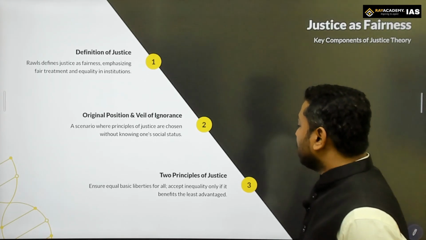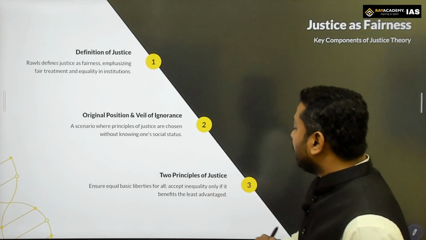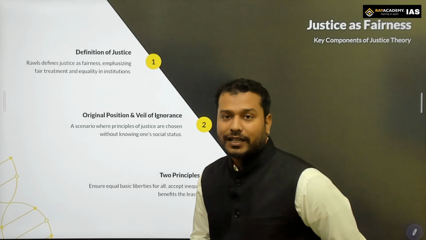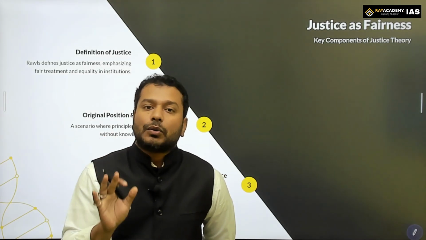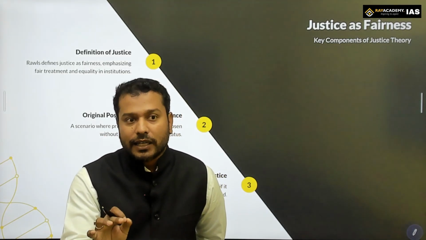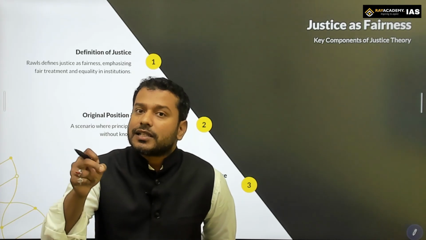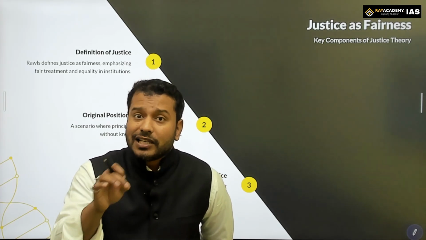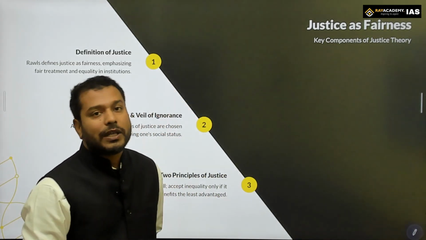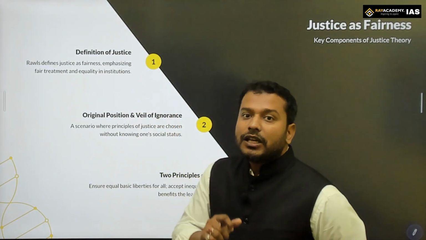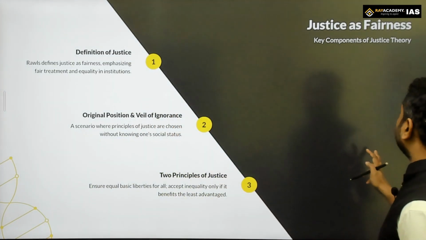So, the two principles of justice ensure equal basic liberties for all. At the same time, accept inequality only if it benefits the least advantaged. So, he is suggesting we may accept inequality only if those who are the least advantaged are getting benefited; only then can we accept the inequality as a last option.